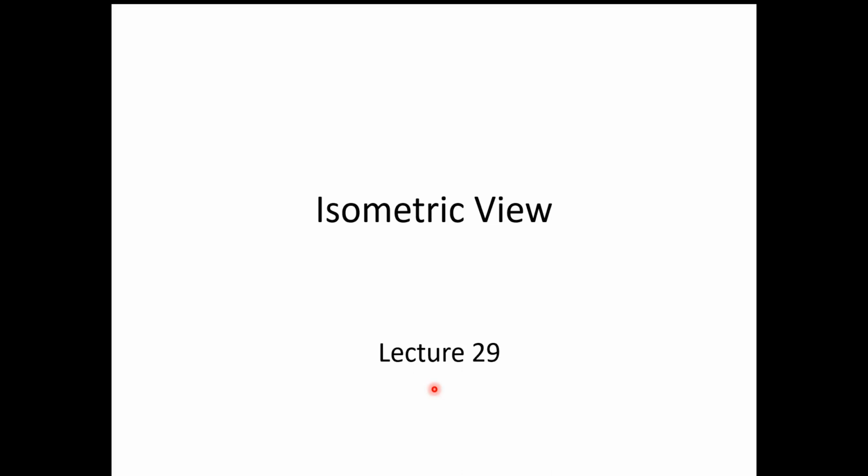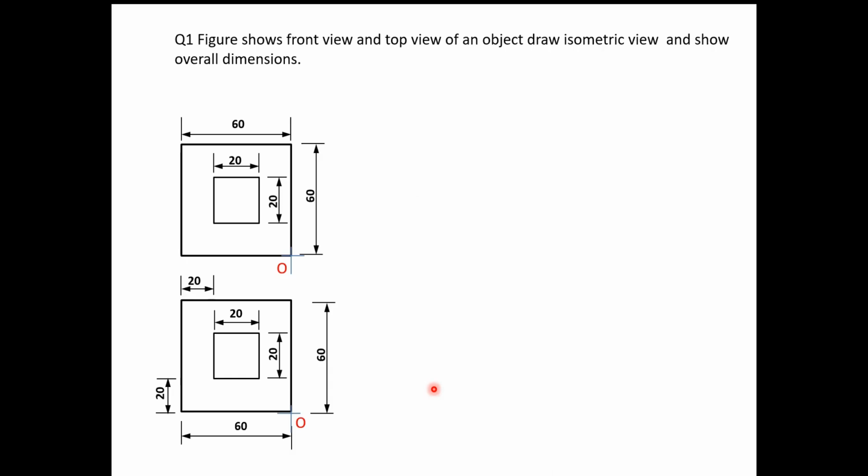So this is lecture number 29. In this lecture, we are going to solve some problems on isometric view. Let's start with the first problem. Figure shows front view, top view of an object. Draw isometric view and show overall dimension.